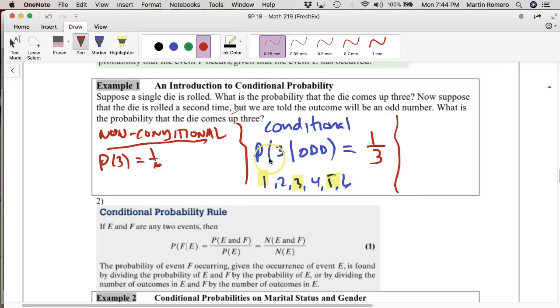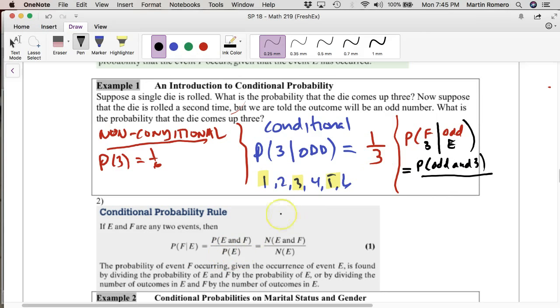So what we know is the probability of being a 3 given that it's odd. What we would do is say the probability of a 3, so that's your F, given that it is odd, that would be your E part, is going to be equal to the probability of E and F, so the probability of being odd and a 3, divided by the probability of E. E in this case is odd. So that's the probability of being odd.